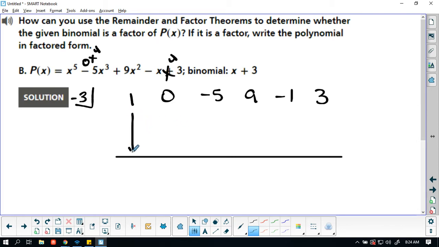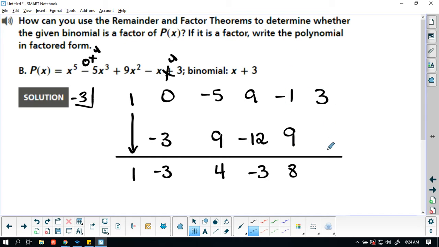Pull down the 1. 1 times -3 is -3, so then again 0 plus a -3 is a -3. -3 times -3 is +9. We'll get a 4 here. 4 times -3 is going to be a -12. So I believe that's going to be a -3 here. -3 times -3 is 9. 9 minus 1 is 8. 8 times -3 is going to mean -24. And then we get -21. I don't know why I went to 19.